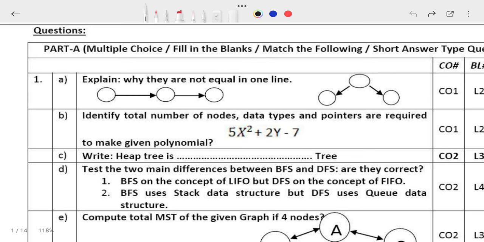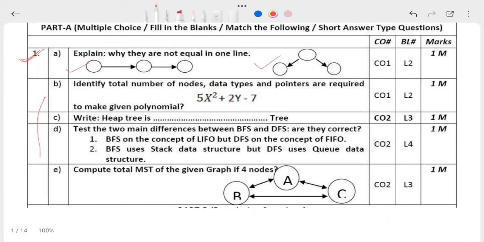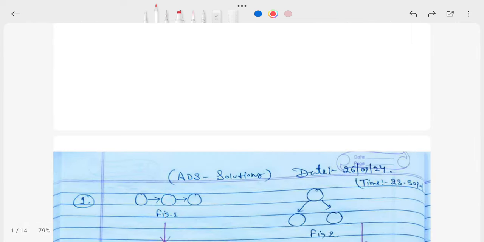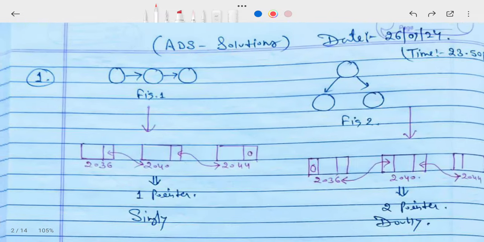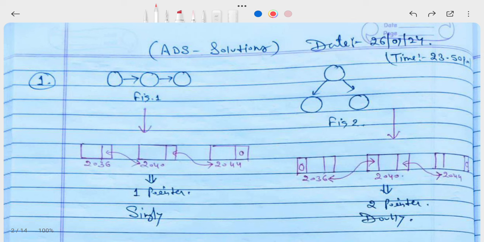Okay. Now the first question. In this first question we have given you two figures, figure number 1 and figure number 2, and we are asking why these are not equal. Now we will try to explain why these are not equal. We have solved all the questions to reduce the time during the exam.